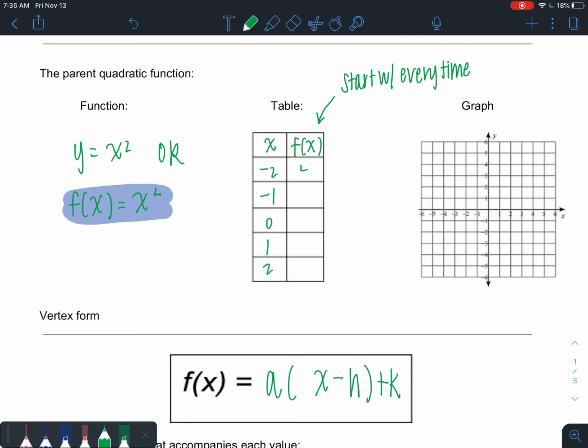then these values are 4, 1, 0, 1, 4. But really, like we learned in the last one, we really only have to focus on these three because these points get reflected. All right, and then the graph looks like this. So we have 0, 0, 1, 1, 2, 4. It gets graphed. And then here's our axis of symmetry. So these points get reflected over.